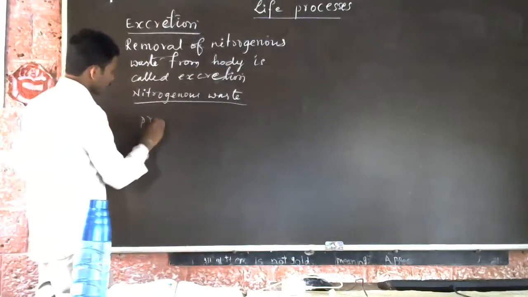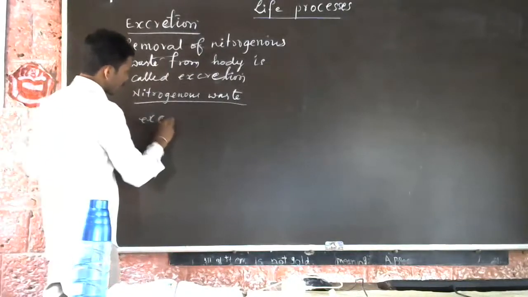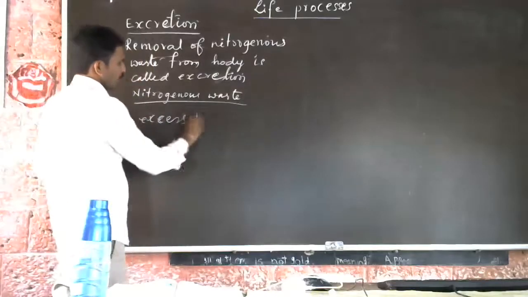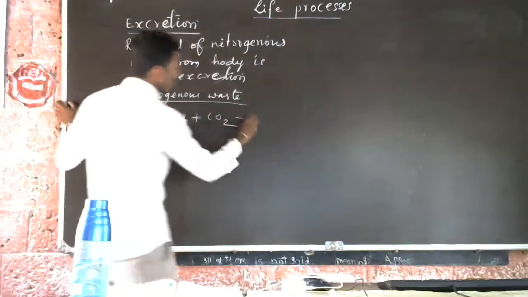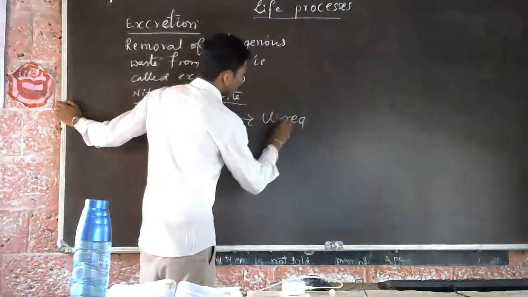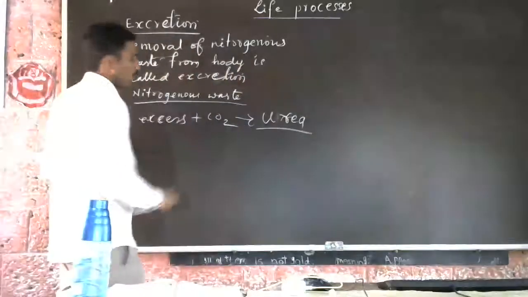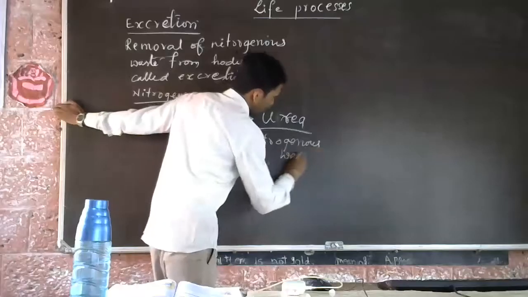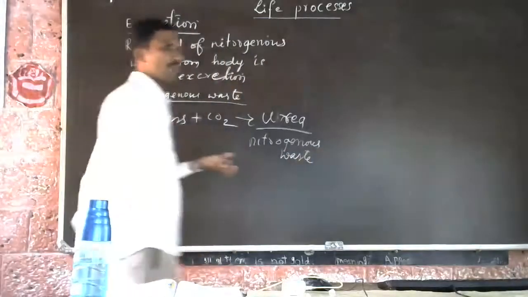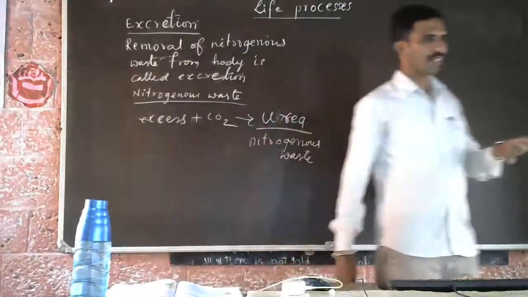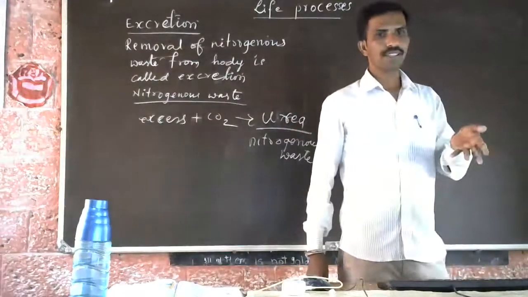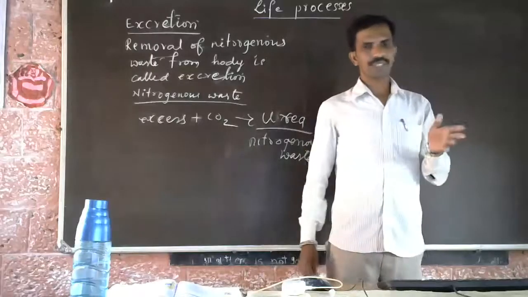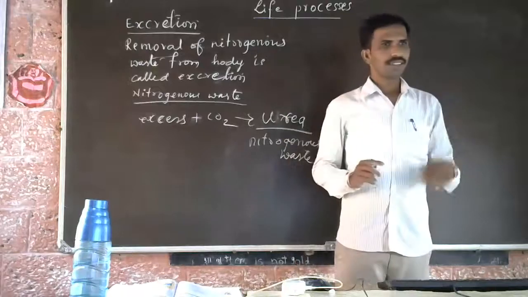Actually, the excess protein reacts with carbon dioxide to form urea. This is nitrogenous waste. Urea is a nitrogenous waste. In some animals like fishes, ammonia is the nitrogenous waste. In birds, uric acid is the nitrogenous waste. In mammals, urea is the nitrogenous waste.